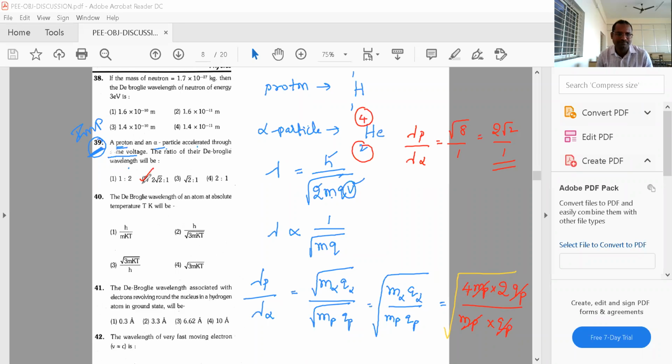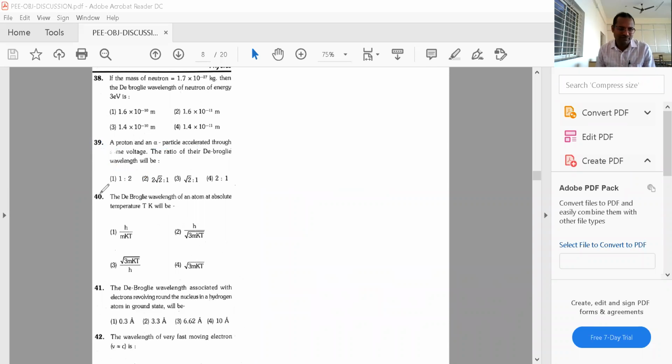Yes, option 2 is there. Perfect answer. Understood? Very important for your JEE as well as NEET, and CET also. Very important type of questions, and board exams also they will ask for 2 marks question. You need to remember this type of questions. Okay, clear? Next, question number 40.